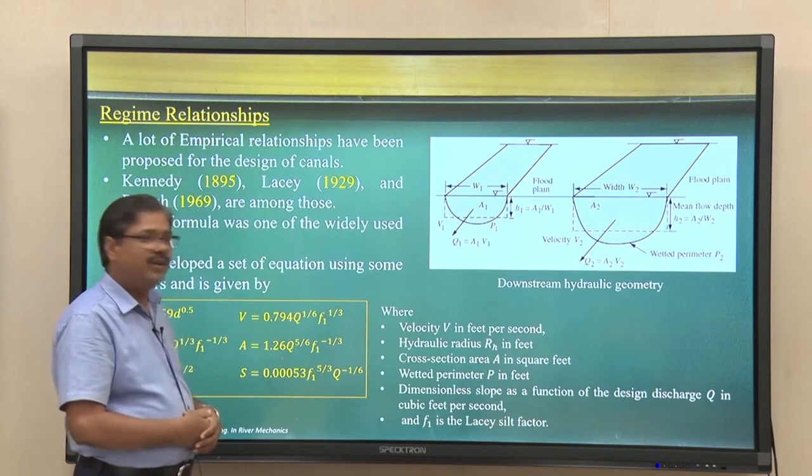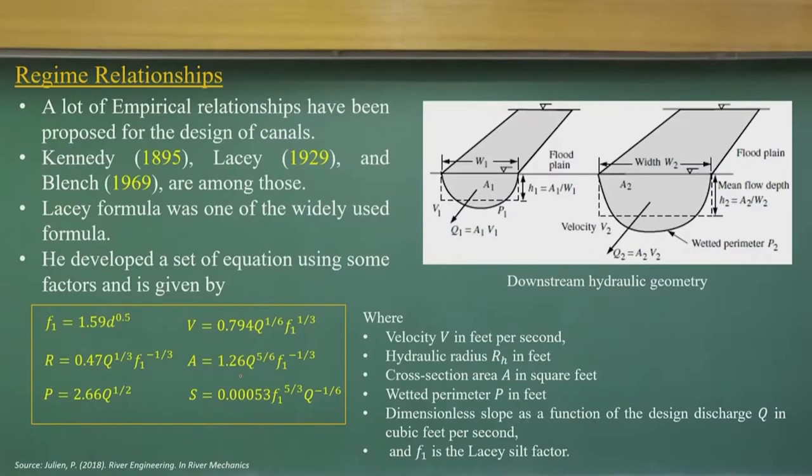So, Lacey's equations, if you look at that, it identified basically the velocity, area, the hydraulic radius and the P, which are the dependent variables, as functions of discharge and silt factor. The silt factor is a function of particle size, the D50 value, a function of particle size distribution. So, this is the silt factor.